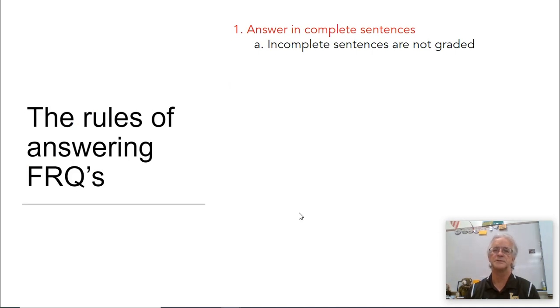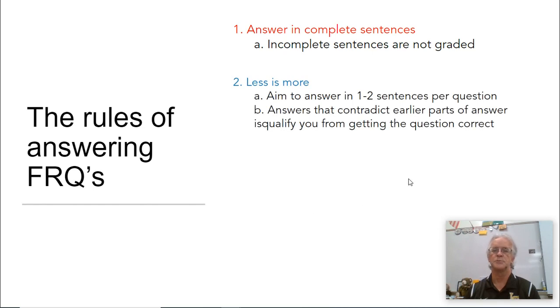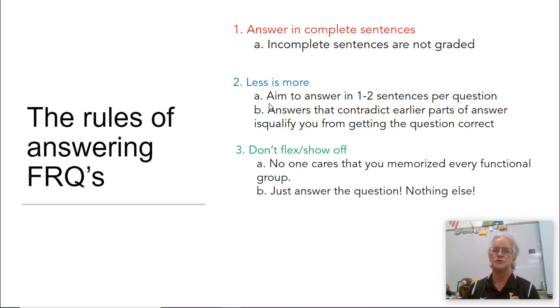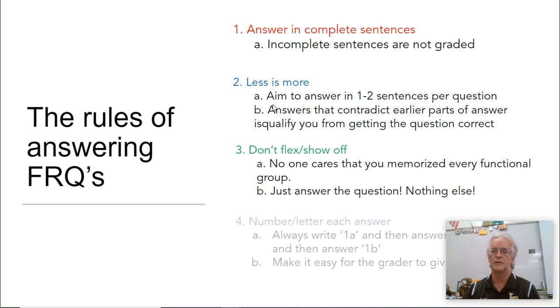The rules of answering FRQs. Answer in complete sentences. Incomplete sentences are not graded. Less is more. Aim to answer in 1 to 2 sentences per question. Answers that contradict earlier parts of your answer will disqualify you from getting the question correct. Don't show off. Do not flex. No one cares that you memorized every functional group. Just answer the question, nothing else.